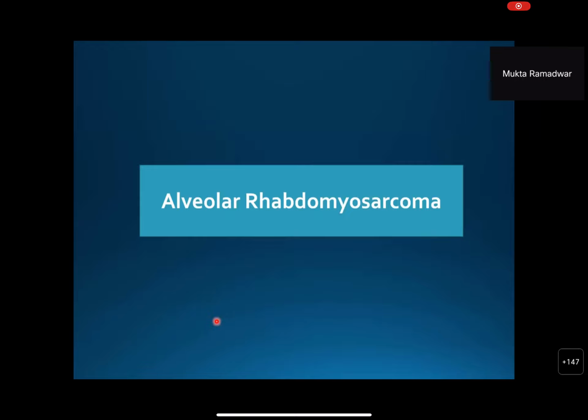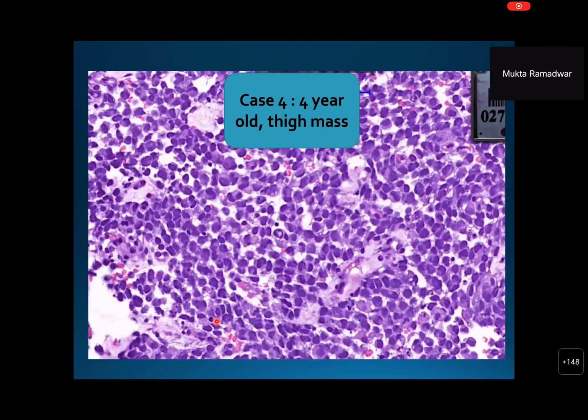Just adding desmin or myogenin and myoD1 in the head and neck site is not adequate, and we will come to that some time later. But at this point, we are focusing on the morphology of how embryonal rhabdomyosarcoma looks and how alveolar rhabdomyosarcoma looks. Although both were rhabdomyosarcomas, both were different. One was a spindle cell tumor, another was a prototypical round cell tumor, but with very specific morphologic indicators of the alveolar category. So the next case, case 4, is a 4-year-old child with a thigh mass.